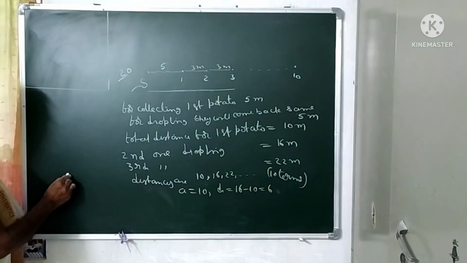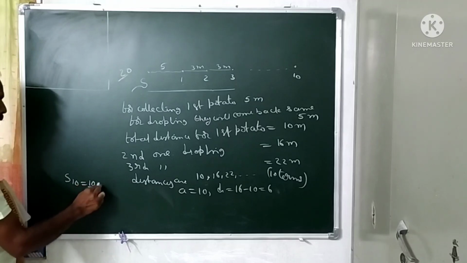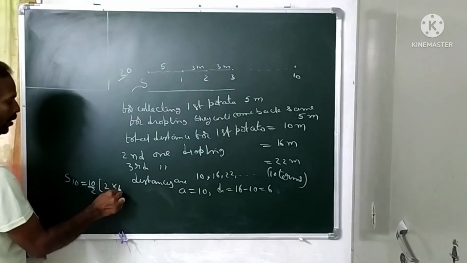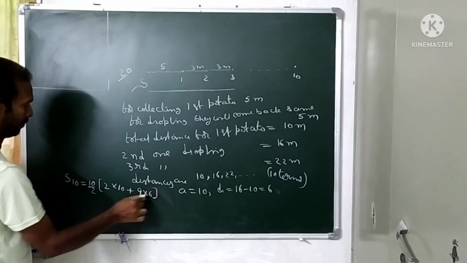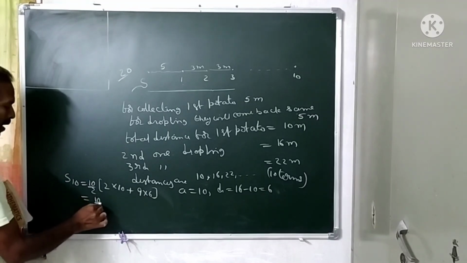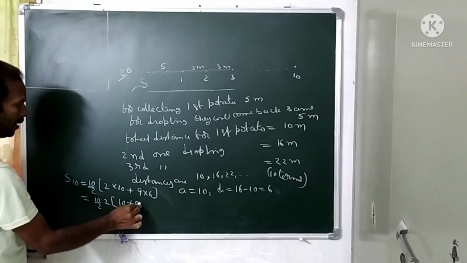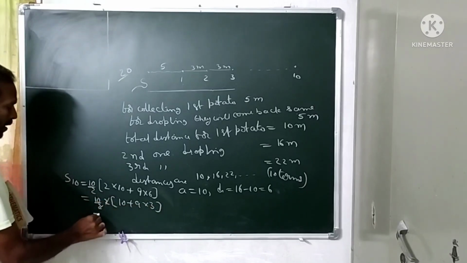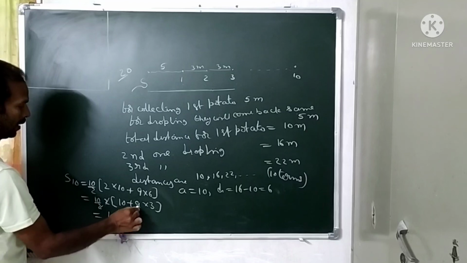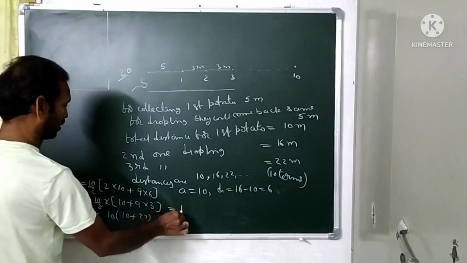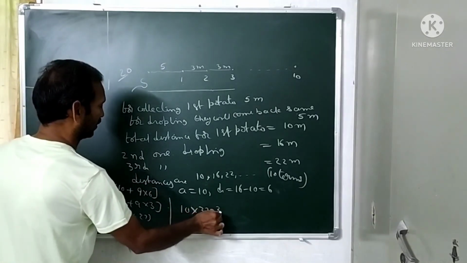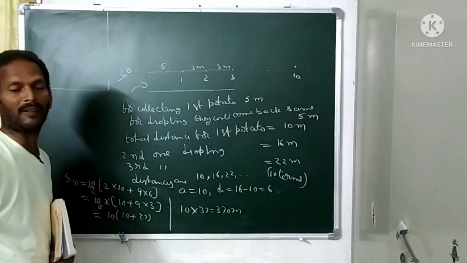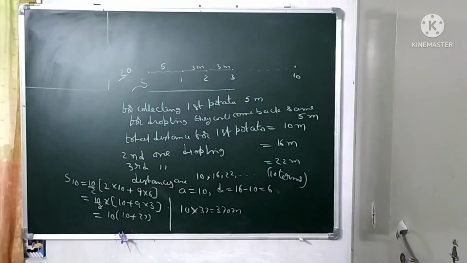Now what to calculate? S10 is equal to 10 by 2 into 2a plus 10 minus 1, 9, into the d value 6. So 10 by 2, 2 common take, 10 plus 9 times 3. 2 cancel, 10 times 10 plus 9 times 3 is 27, that is equal to 10 into 10 plus 27, 37, 370 meters. They should travel to drop all the potatoes and keep them in the basket.